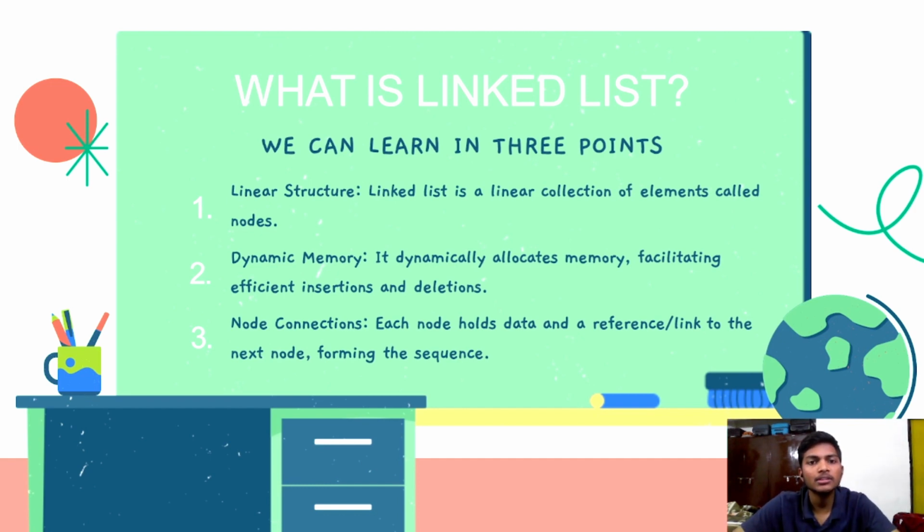If we go to what a data structure is, data structures are classified into two types, linear and non-linear. A linked list is a linear data structure of elements called nodes. Basically, a node consists of the element's data and the address of the next following node.